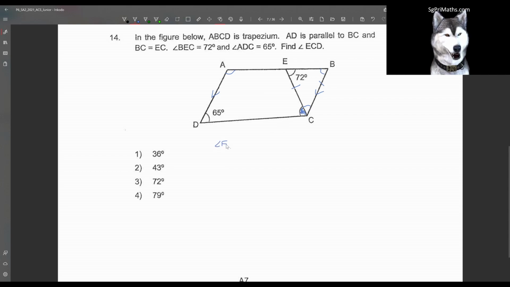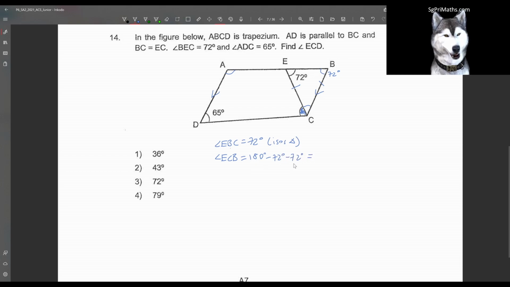So angle EBC equals 72 degrees. So this angle is 72 degrees because of the isosceles triangle, because EC and BC are equal. Then after that, we will be able to find ECB. This angle over here, it's just the total angles in a triangle.